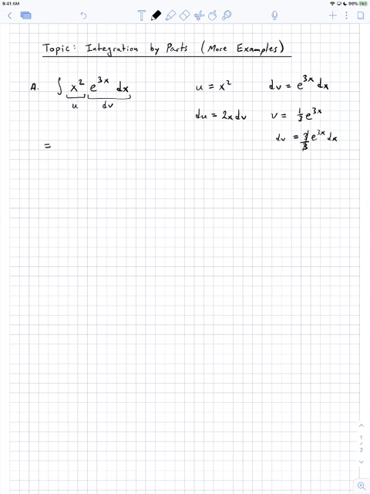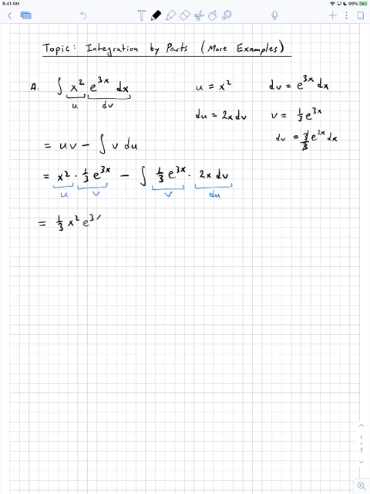So now we want to use the integration by parts formula. So it's u times v minus the integral of v du. Now we just plug in. U is equal to x squared. V is equal to 1/3 e to the 3x, minus the integral of v, 1/3 e to the 3x, du. And du is 2x dx. The first part of this we don't really worry about. We can simplify it slightly just by writing it as 1/3 x squared e to the 3x. That's not so much simplification as just reordering it. Then we have minus, and you can take out the 2/3. Then you have the integral of x e to the 3x dx.